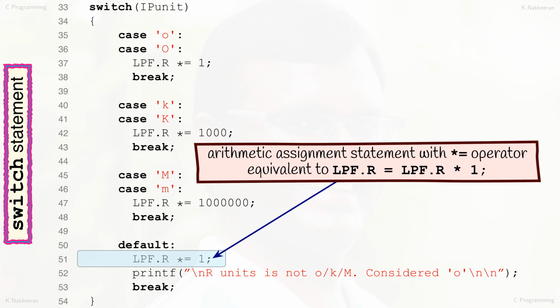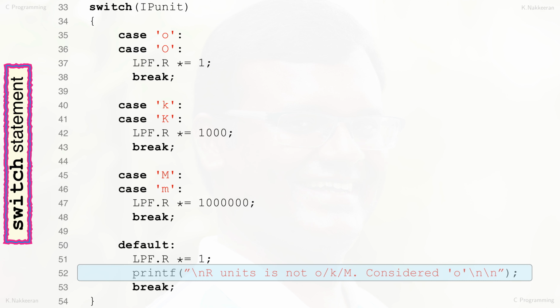This rescaling of LPF.R value is carried out for the default case. Multiplying by 1 is not going to change the value of LPF.R, but here it is written just for the completeness. Line 52 printf statement displays the message on the monitor that the input character for the resistance units is not one among the allowed characters and the units is considered as ohm.